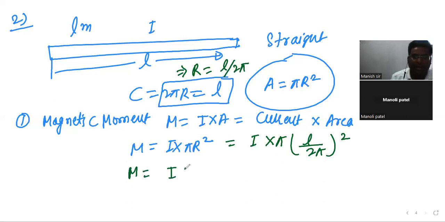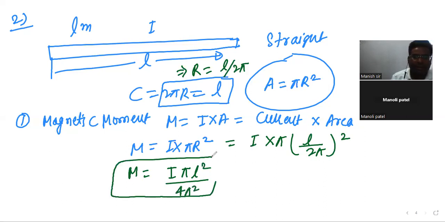So it will be I into pi into L square upon 4 pi square. This is the magnetic moment of this circular loop, and the unit is ampere meter square. So write it down. This question was asked in 2020.